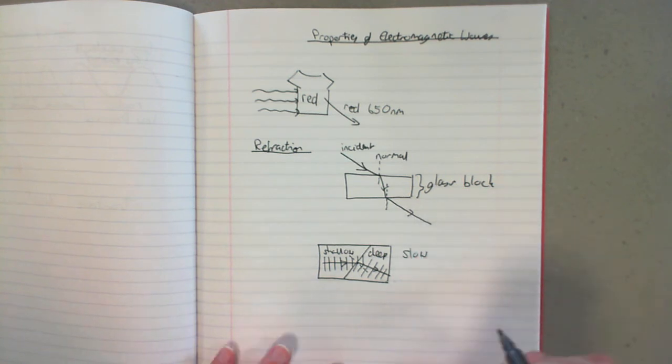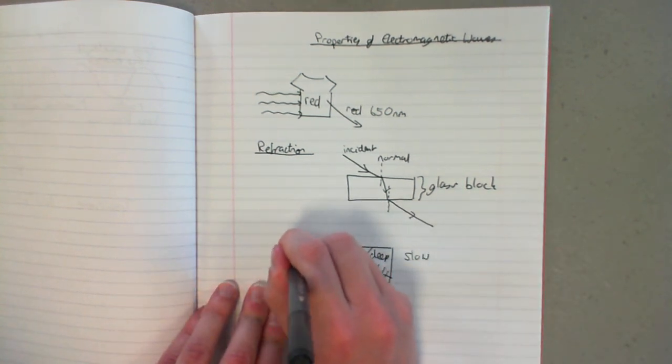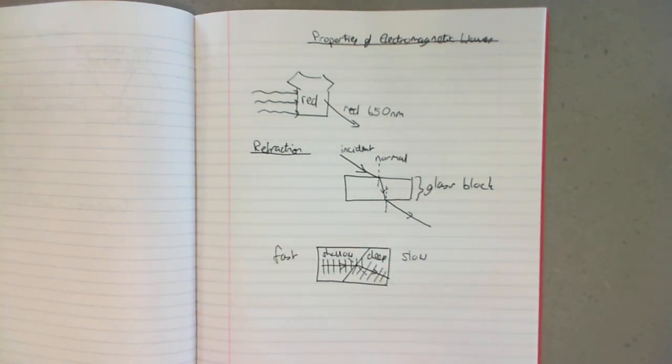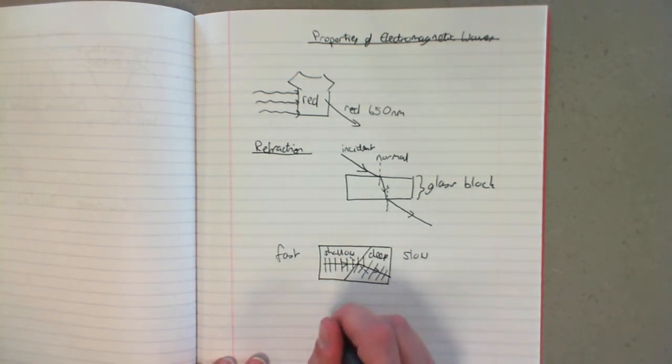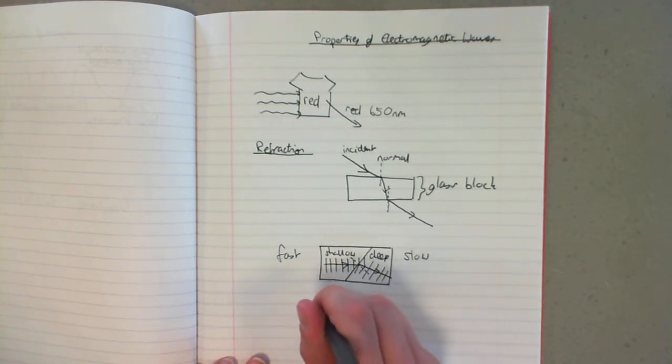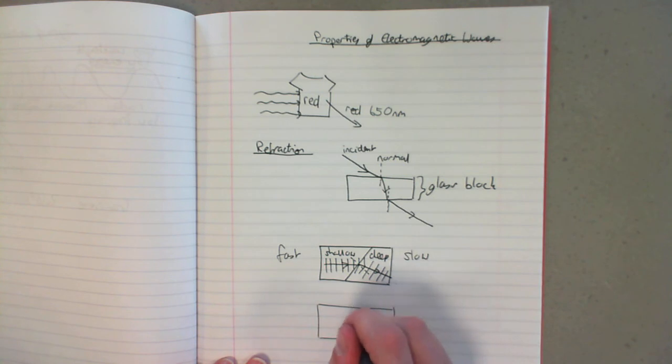Slow in the deep water, fast in the shallow water. Key thing is, it changes direction because the speed has changed. It's also important to notice when it slows down, the wavelength gets shorter. So we can show this more specifically.